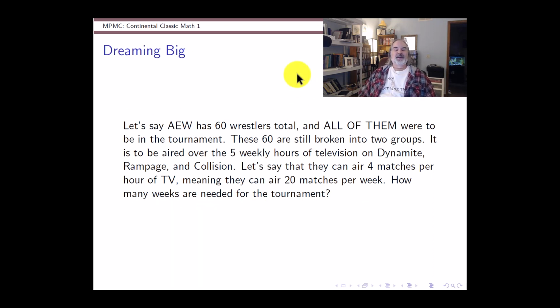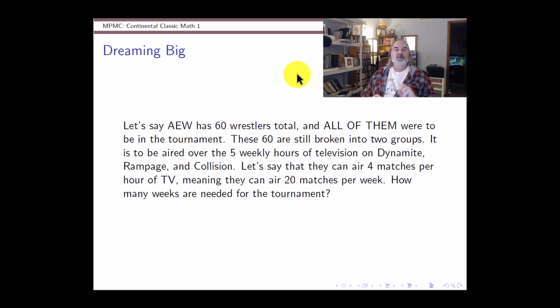This is where it gets fun. Let's say that AEW has 60 wrestlers on their roster and they're going to throw all of them into this tournament. Okay? They'll keep the same structure. They're still going to break them into 2 groups. And we're going to figure out how many weeks of television is it going to take to finish this out. So there's 60 people split into 2 groups, and we're going to air it on Dynamite, Rampage, and Collision. Nothing else is going to be aired on these shows except interviews and people booing Don Callis, right?